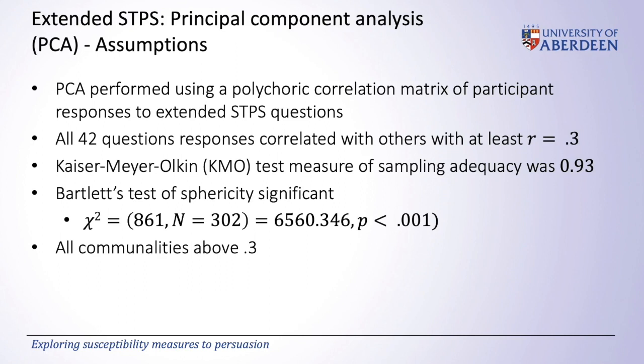To discover whether we could measure susceptibility to unity in addition to other Cialdini principles, we used principal component analysis. The analysis was performed using a polychoric correlation matrix to account for the fact that participant responses were captured using an ordinal scale. Our basic assumption tests indicate that all 42 questions correlated with others with at least 0.3. The Kaiser-Meyer-Olkin or KMO test of sampling adequacy was in the marvelous category, and Bartlett's test of sphericity was significant. And finally, all communalities were above 0.3.